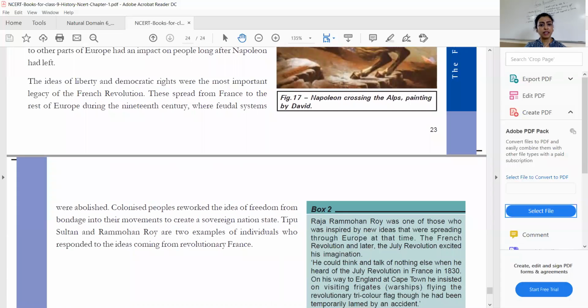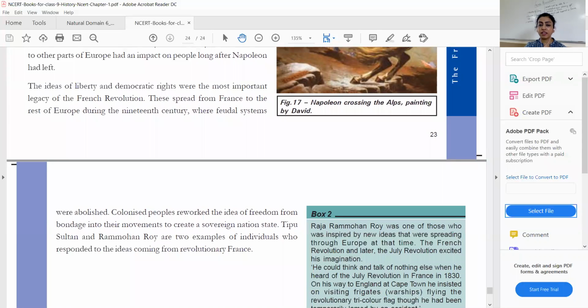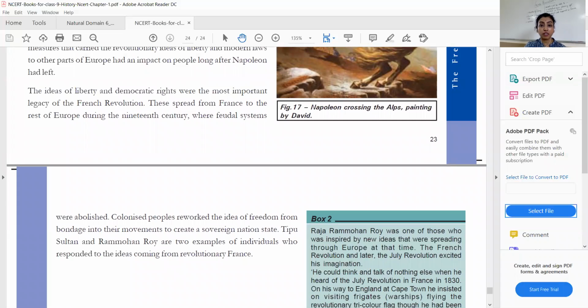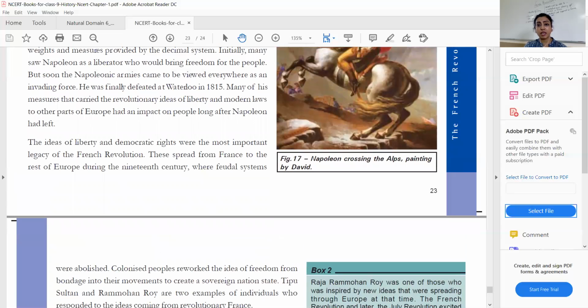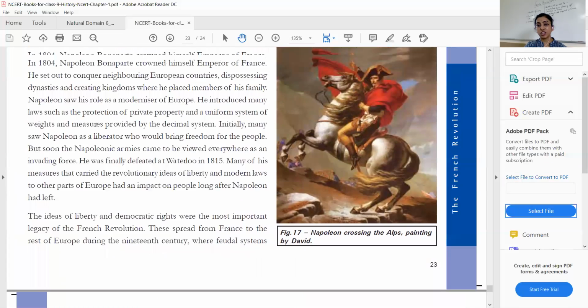For India, Tipu Sultan and Raja Ram Mohan Roy are two examples of individuals who responded to the ideas coming from the revolution. It also had a great impact on India. In our Constitution too, the ideas of equality and fraternity were taken from the French Constitution. So we have a lot of things to learn from the French Revolution. In fact, the entire world has taken the ideas of equality, liberty, and fraternity from France and the French Revolution. So with this, the chapter comes to an end.